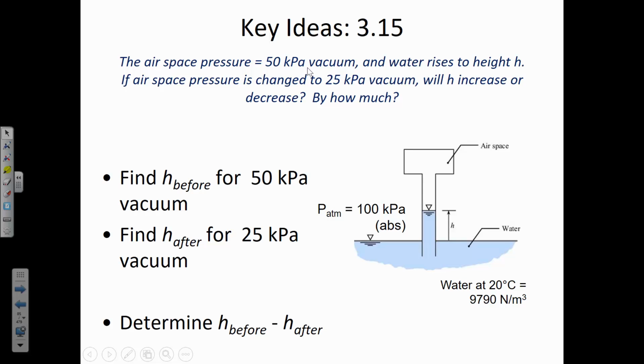So here's the steps I'd suggest you consider. First, find out what H was when the pressure was 50 vacuum, meaning 50 less than 100. And then you find out how much the water level rises when that vacuum is only 25 instead of 50, which is what it was before. And then they're asking you to find the difference between the two. Any questions about this problem?